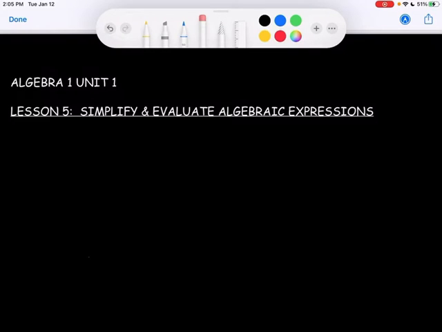Hey guys, today I'm going to look at simplifying and evaluating algebraic expressions. If you're following along in the book, this is from Algebra 1, Unit 1, Lesson 5.